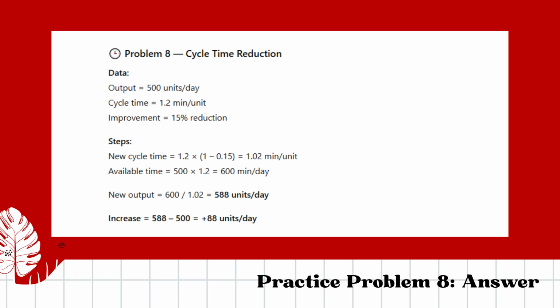Explanation. Problem 8. Cycle time is how long it takes to produce one unit. First, let's find how much total time is available in the day. At 500 units per day and 1.2 minutes each, that's 600 minutes of production time. If the new cycle time is 15% shorter, it becomes about 1.02 minutes per unit. Now, divide the same 600 minutes by the new time per unit, and we get roughly 588 units. That means the plant can make about 88 more units per day after the improvement.